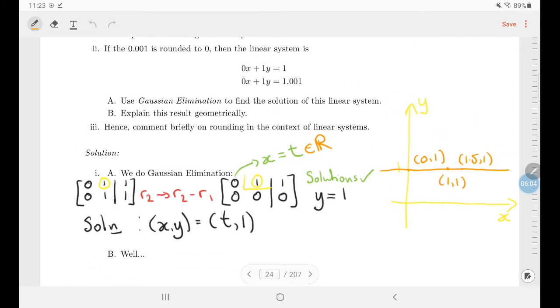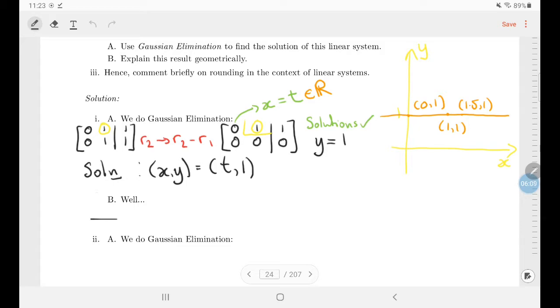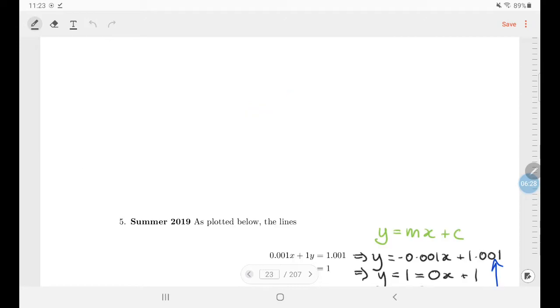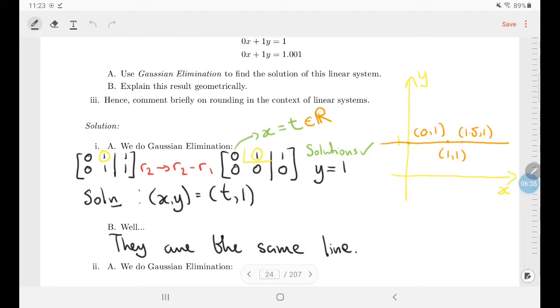So the answer is infinitely many solutions, intersections, because it's the line intersecting itself. What I'll be looking for from you is that they're the same line. So you've just found the intersection of a line with itself, and the changes that you made have made them both the same as the second line, the flat red one, as we see in the picture over here in orange. Okay, so that's the first bit done.